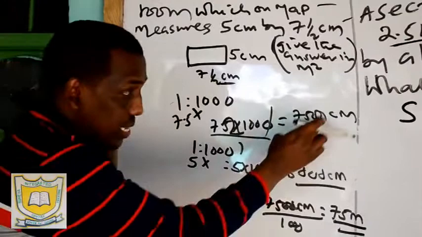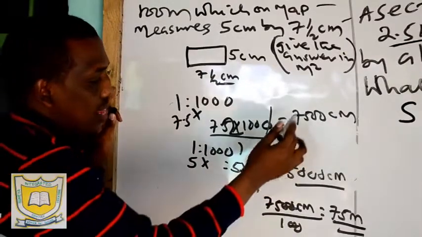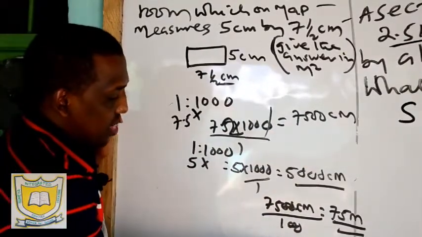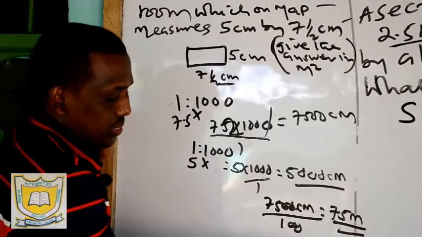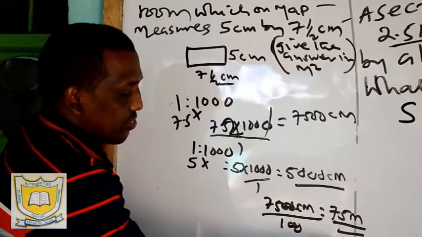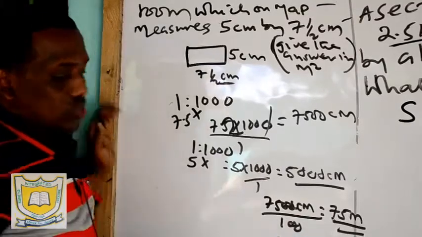We are changing into meters. So the other one, we said 5,000, the same way we did, divided by 100. We change to meters. Cancel, cancel. You will get 50 meters. So that's how we get it.